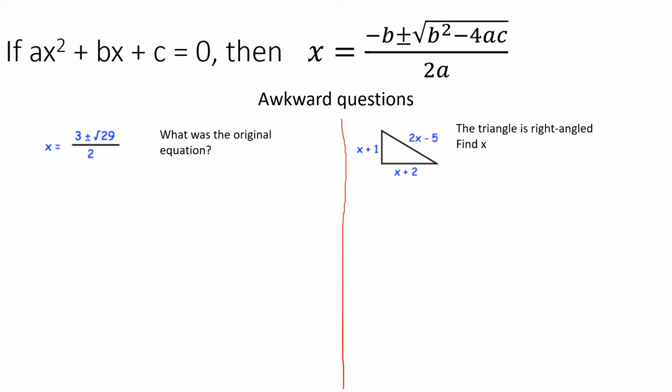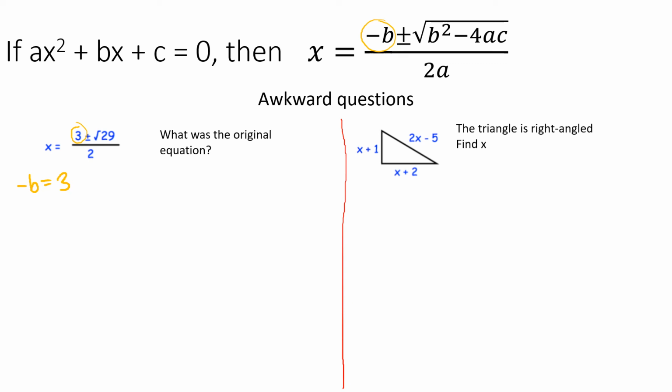This is an interesting question on the left. It says, we've ended up with this value. What was the original equation? Now, what we're essentially doing is comparing those bits and pieces to the formula that came up with it. So let's do some color coding. This 3 here must be the same as minus b here. So we can say that minus b equals 3.